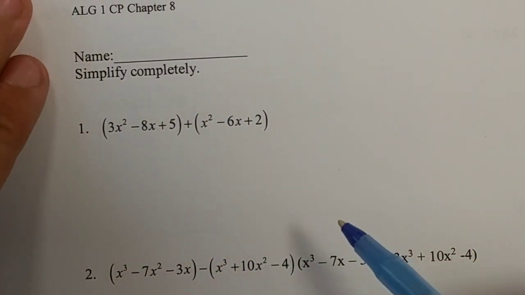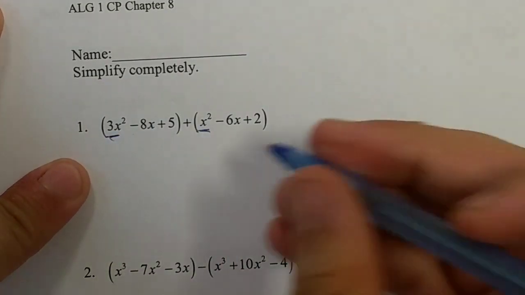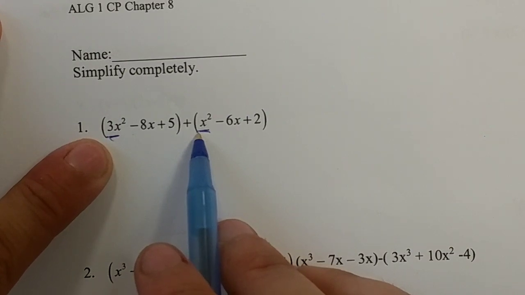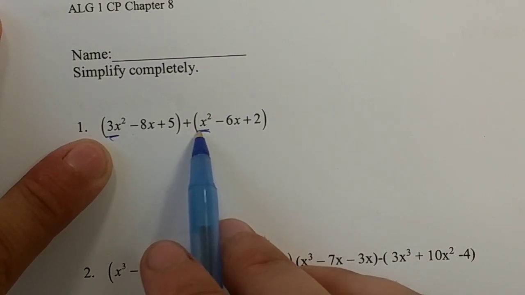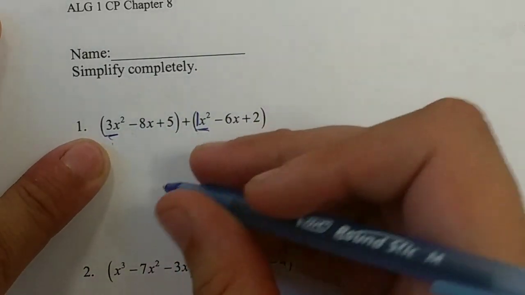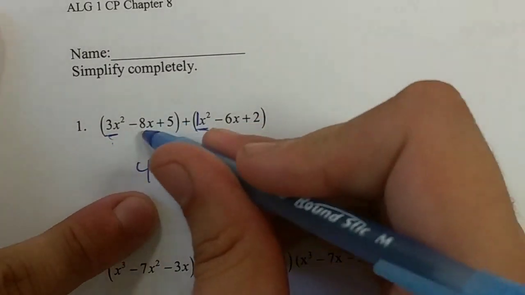All right, combine like terms. So hopefully you guys remember this. 3x squared plus x squared. When you add them, you add the numbers in front. Now, when you don't have a number in front of the x squared, it's the same as 1. So 3 plus 1 is 4x squared. Let's get to the next one.